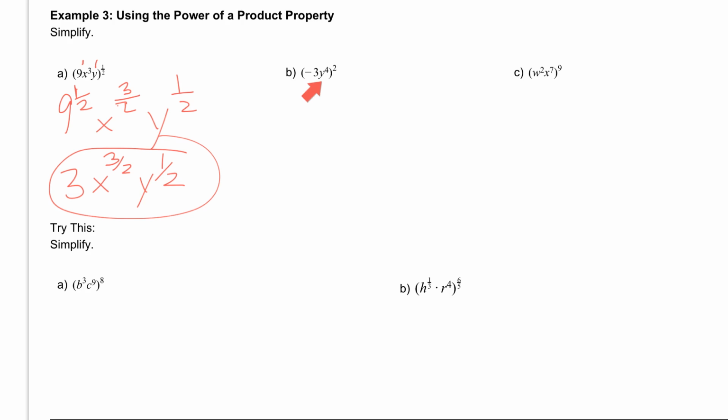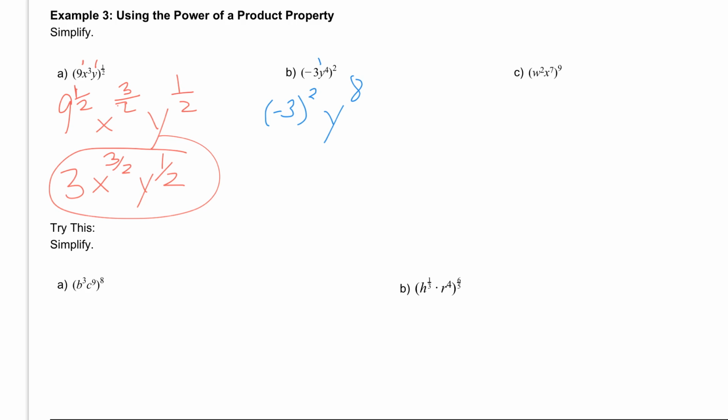We have -3, y to the 4th, raised to the 2nd power. First thing we want to do is remember that that 3 has a 1 on top of it, that exponent. And we're going to multiply this 2 to all the exponents that are inside. Don't forget that if we have that negative, we need to keep it in parentheses for now until we actually evaluate it. So -3 to the 2nd and y to the 8th after we multiply 4 by 2.